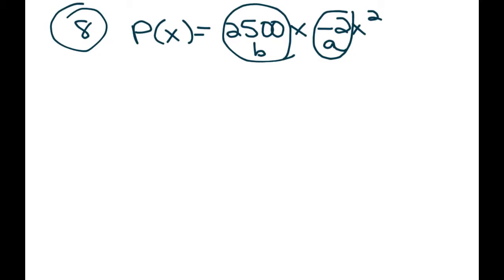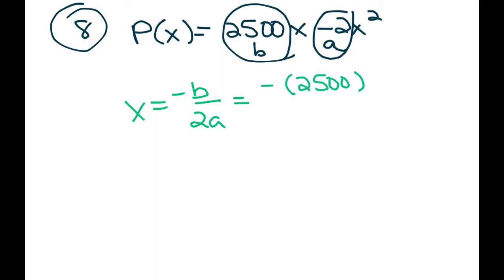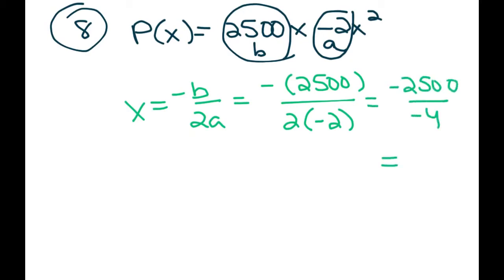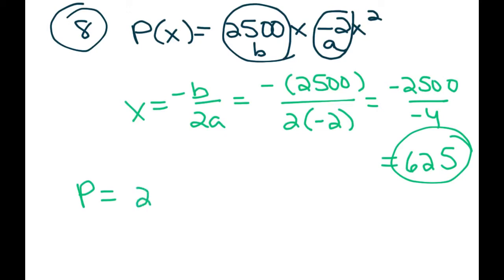So in order to find out how many bulldozers we need to make, we find the axis of symmetry. Again, x is equal to negative, in this case, b is 2,500, over 2a, where a is negative 2, so it's negative 2,500 over negative 4, which is 625. So that's the maximum number of bulldozers I need to make. Now I want to know what my maximum profit's going to be. Well, my maximum profit is what I get when I plug in 625 for x.